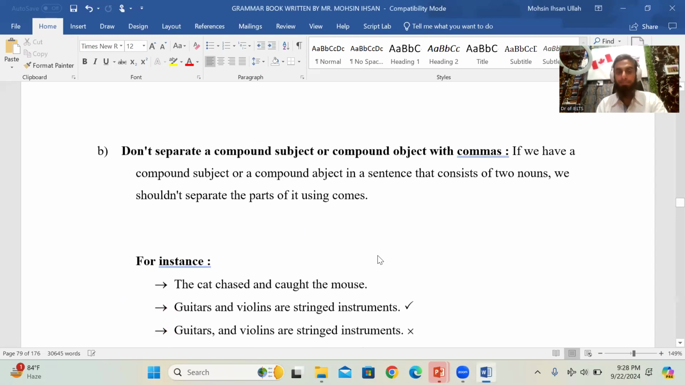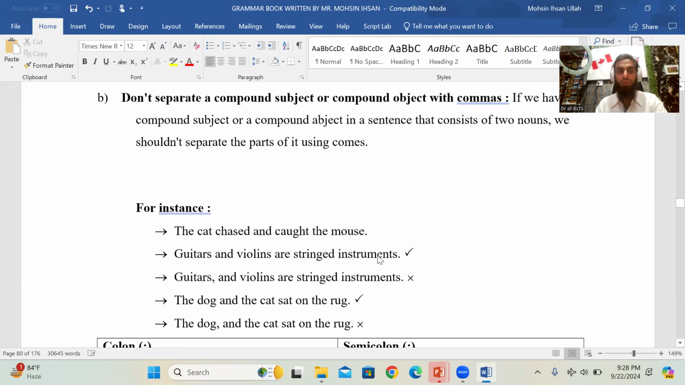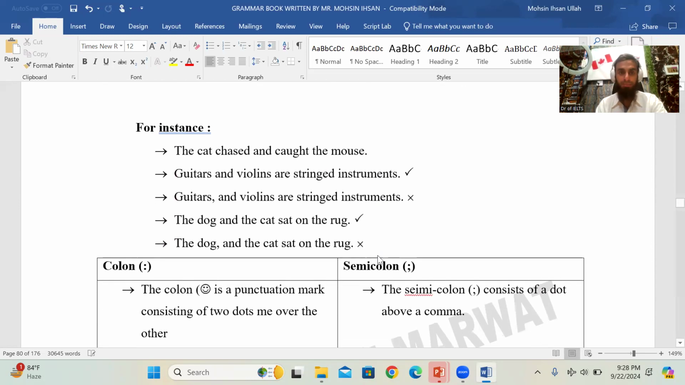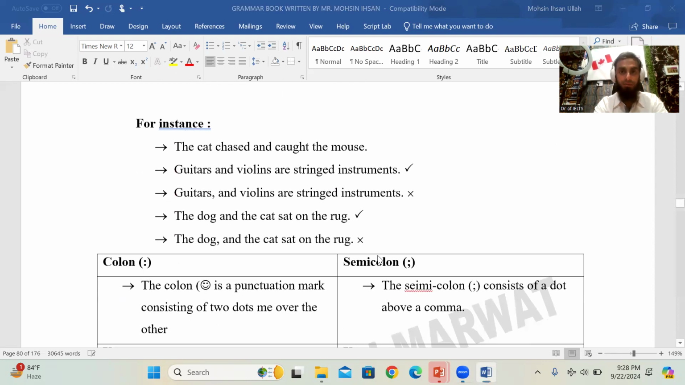Do not separate a compound subject or compound object with commas. If we have a compound subject or compound object in a sentence that consists of two nouns, we shouldn't separate those parts of it using commas. For example, the cat chased and caught the mouse. The cat chased and caught the mouse, two functions only, right?